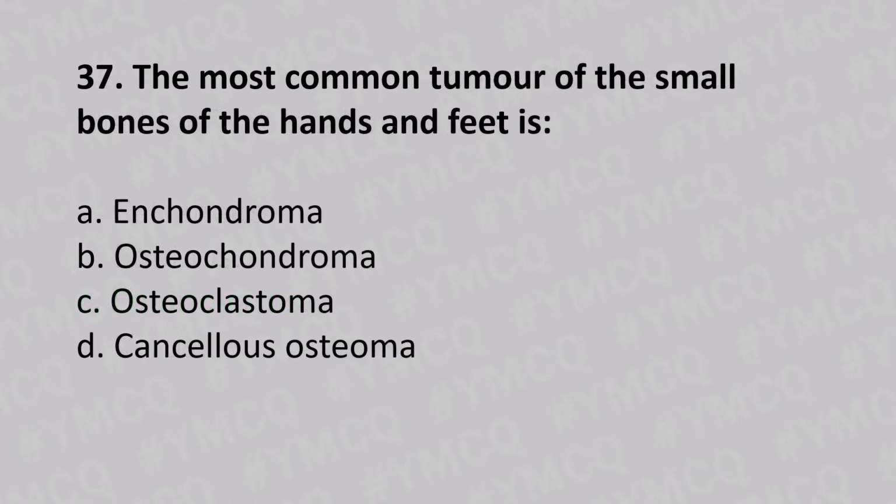Moving to our 37th question. The most common tumor of the small bones of the hand and feet is option A, enchondroma. Option B, osteochondroma. Option C, osteoclastoma. Option D, calcaneus osteoma. And the answer is option A, enchondroma.